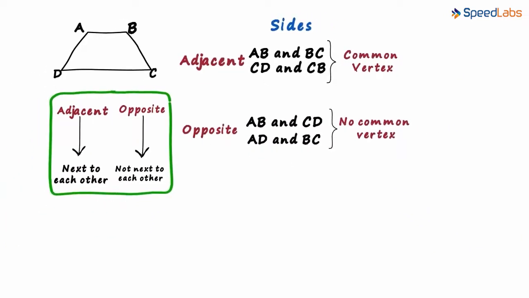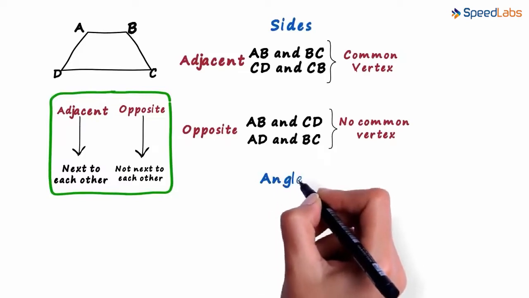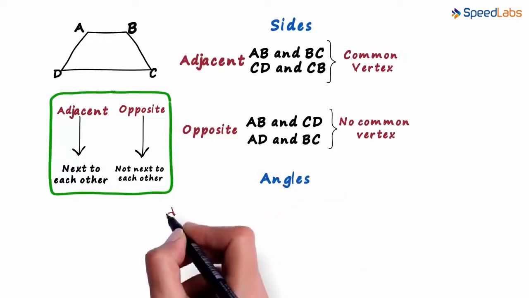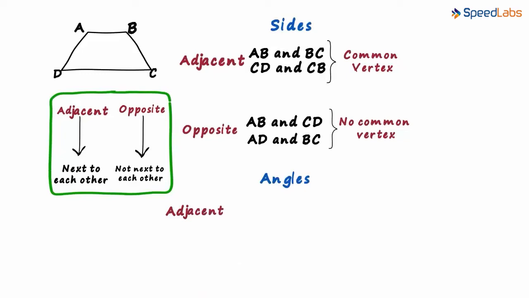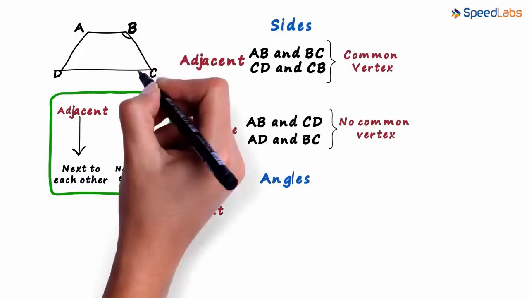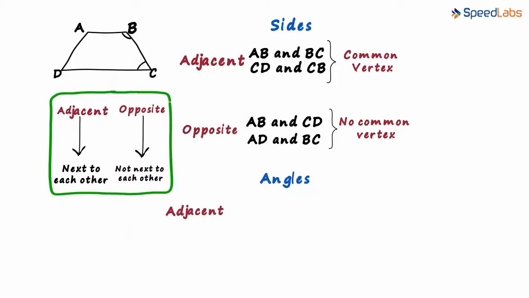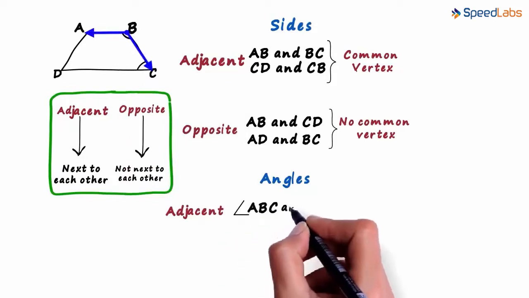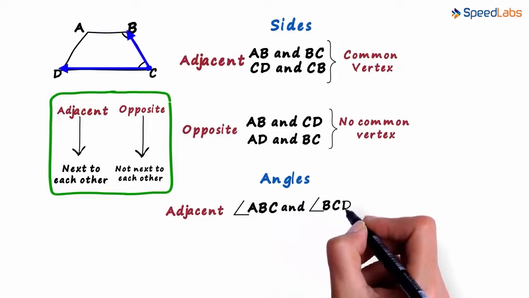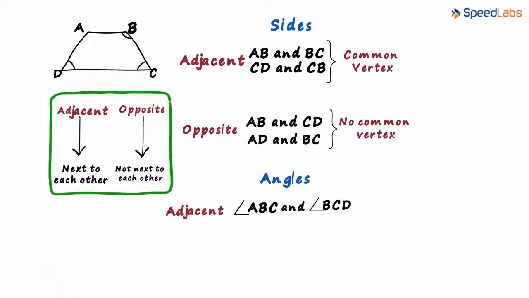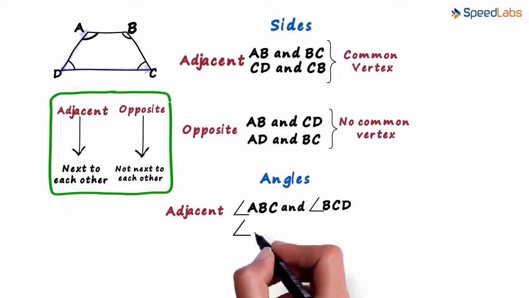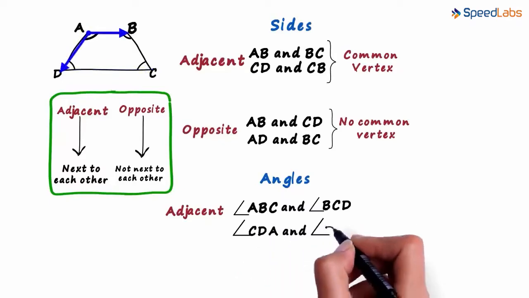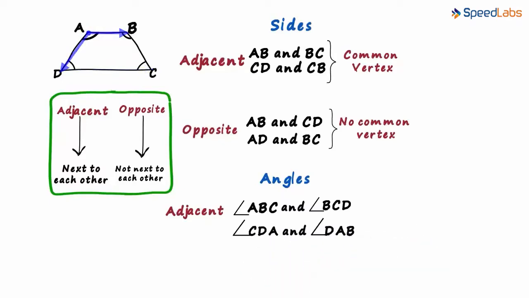Let's zoom out a bit and talk about the angles in this quadrilateral. What are the adjacent angles? Adjacent angles are angles that are next to each other. These two angles are next to each other. So angle ABC and angle BCD are adjacent angles. Similarly, these two angles are also next to each other. We can say that angle CDA and angle DAB are also adjacent angles.